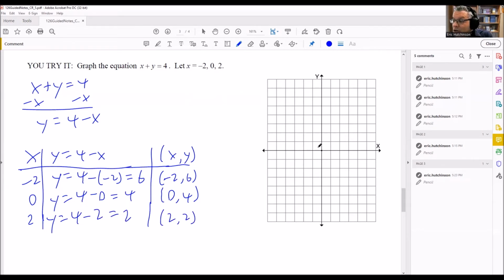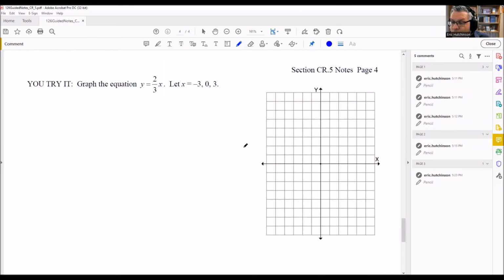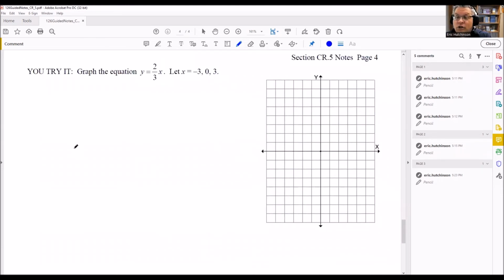Now let's plot these. -2 and 6, we got to go up. 1, 2, 3, 4, 5, 6. Then I have 0, 4. So 0, I'll just go up 1, 2, 3, 4. And I have 2, 2, which is right here. There it is. That's my line. It's going to look like that. And that would be the answer for that one. Okay, so that's the correct line. And we'll do one more. We have a fraction here. And again, this one, we have to make a table on our own.